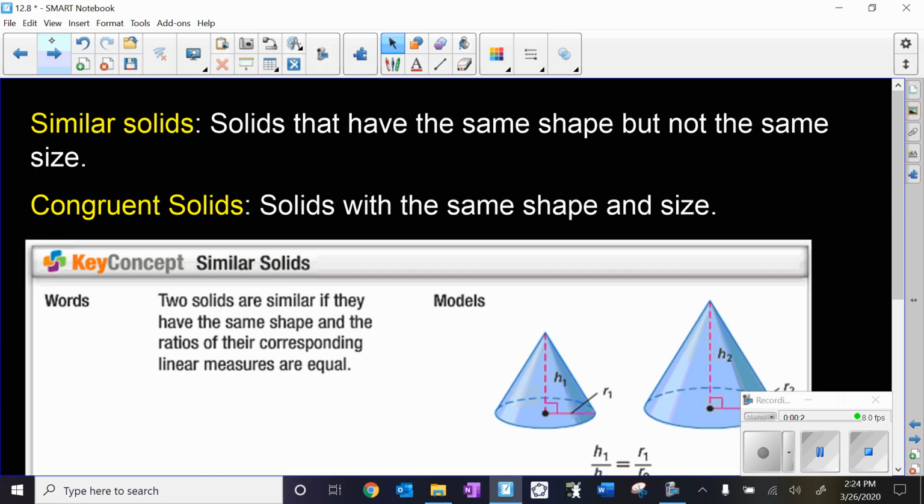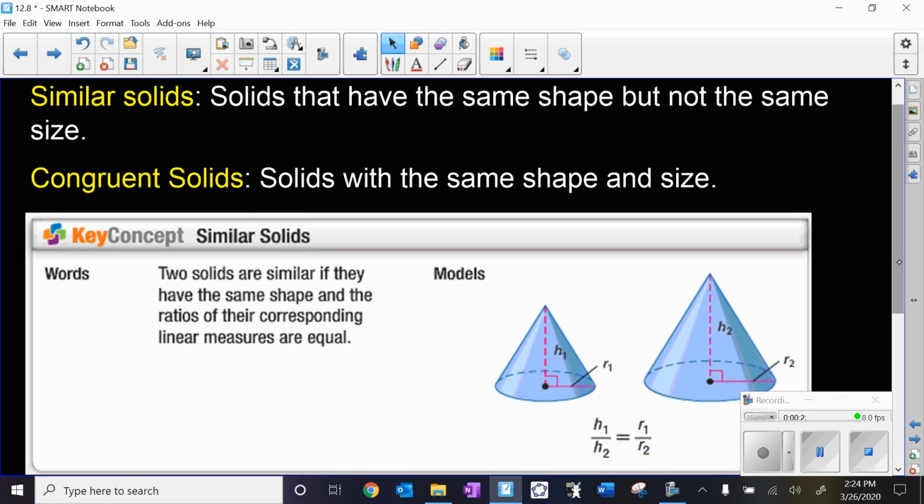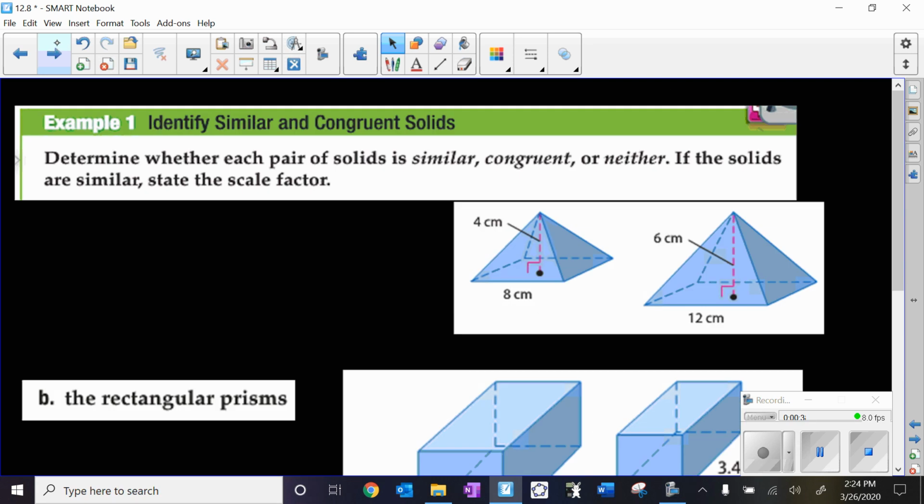So first things first, similar solids are going to have the same shape but not necessarily the same size, and congruent solids will definitely have the same shape and size. So if you remember when we dealt with similarity before, they had the same scale factors. That's the same idea that's going to happen here.